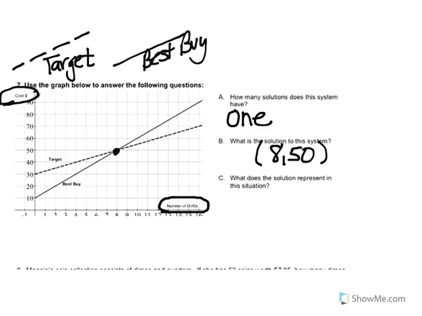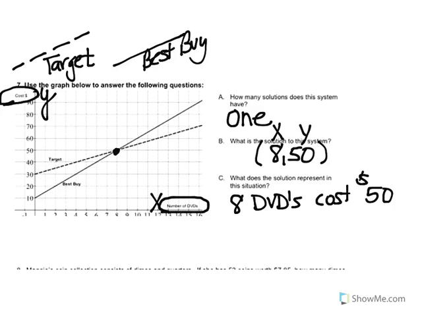Now, it says, what does this solution represent in this situation? Well, let's look. X represents the number of DVDs, and Y represents the cost. So this is X and this is Y. So we can say 8 DVDs cost $50 at both Target and Best Buy.